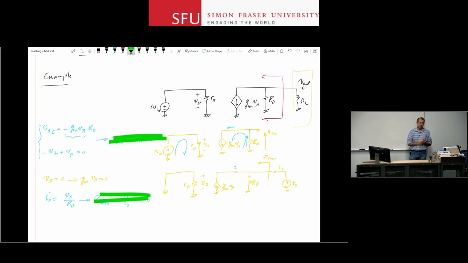You may, however, be able to take that component out, reconfigure the network a little bit, and come up with a Norton or Thevenin equivalent circuit for the linear portion of the circuit, as long as it stays connected and you get one port for that part of the circuit.